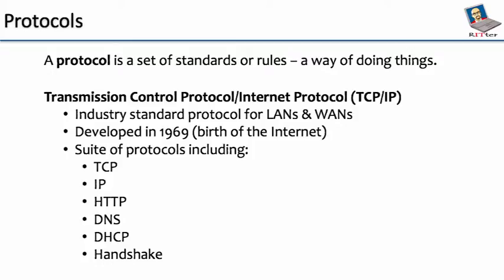TCP, Transmission Control Protocol, is one of them. Internet Protocol is another, which is the process of assigning IP addresses. We'll address that a little more shortly. HTTP is Hypertext Transfer Protocol, the protocol by which data is transmitted over the internet via websites, and you see it at the beginning of every web address. DNS is the Domain Name System, a very important protocol that allows us to use friendly names to remember things rather than numbers all the time. DHCP, we'll have a little look at that. It's Dynamic Host Configuration Protocol. And then the Handshake Protocol we'll talk a little about as well.